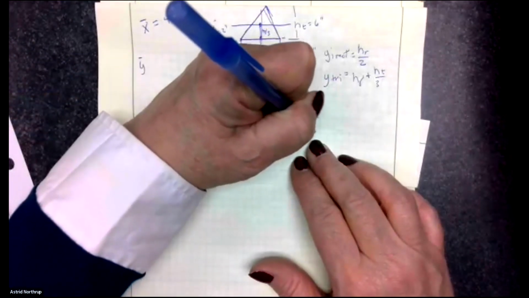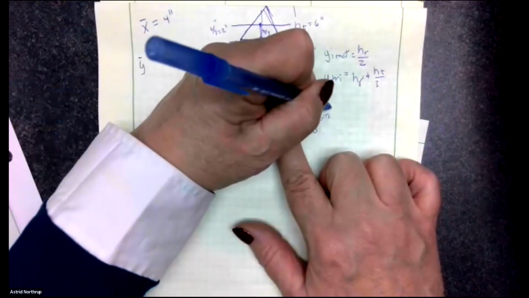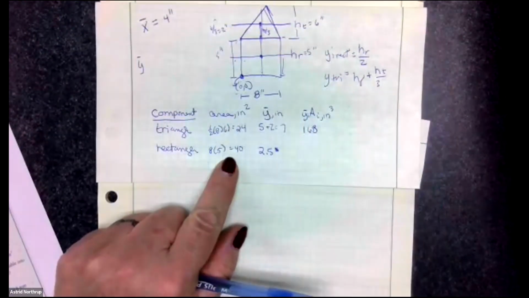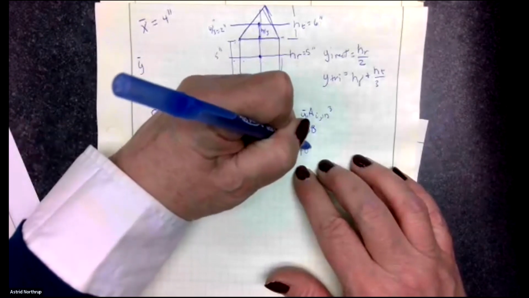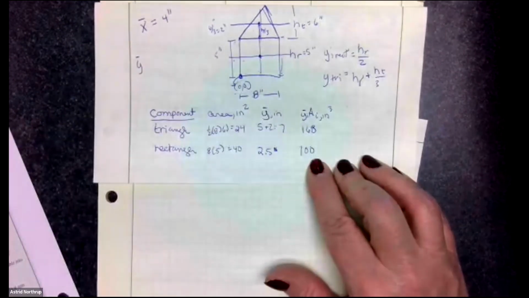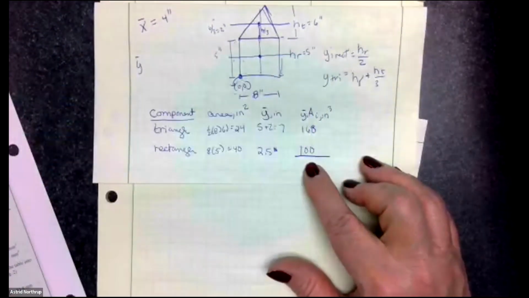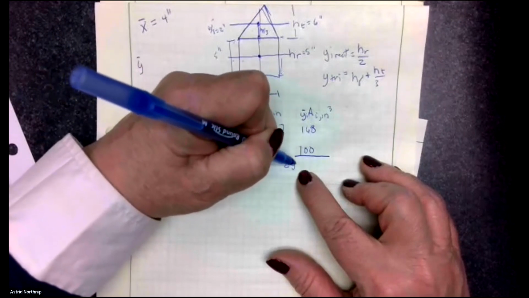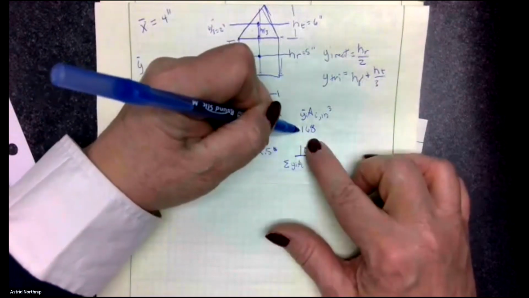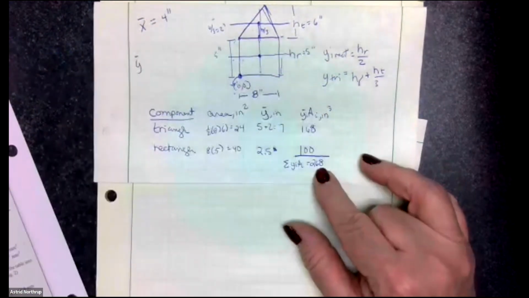So this is 168. Since I'm multiplying square inches by inches, this is inches to the 3rd. And here I have 40 times 2.5, which I think is 100. It is, good. Also in inches to the 3rd. Now after I get done with this one, I have this column. I add these two numbers together to get the summation of Y bar A, so I add 168 to 100, which is 268 inches to the 3rd.